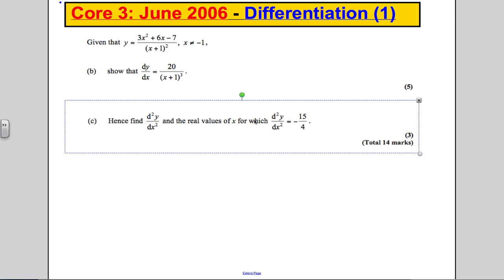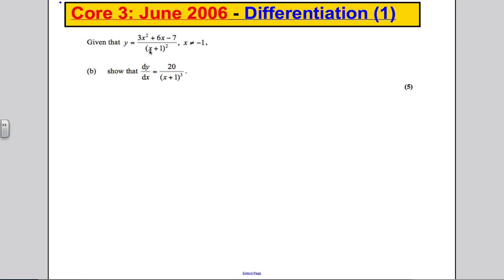Okay, next, part B here, we're only going to do part B. So part B says, given that y is equal to this, show that dy by dx is equal to this. Well, how could we go about doing this?